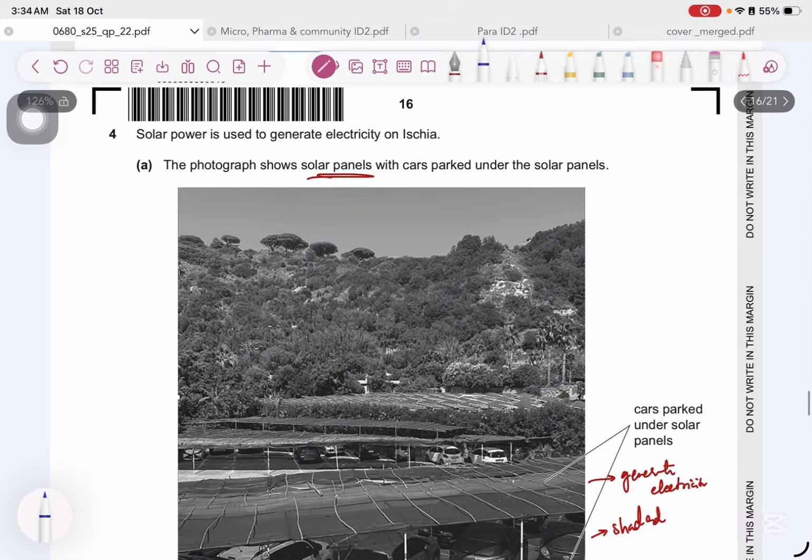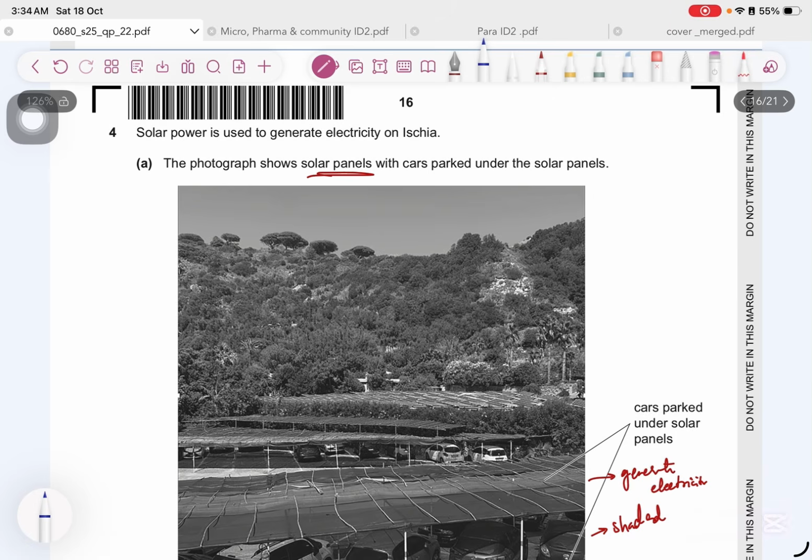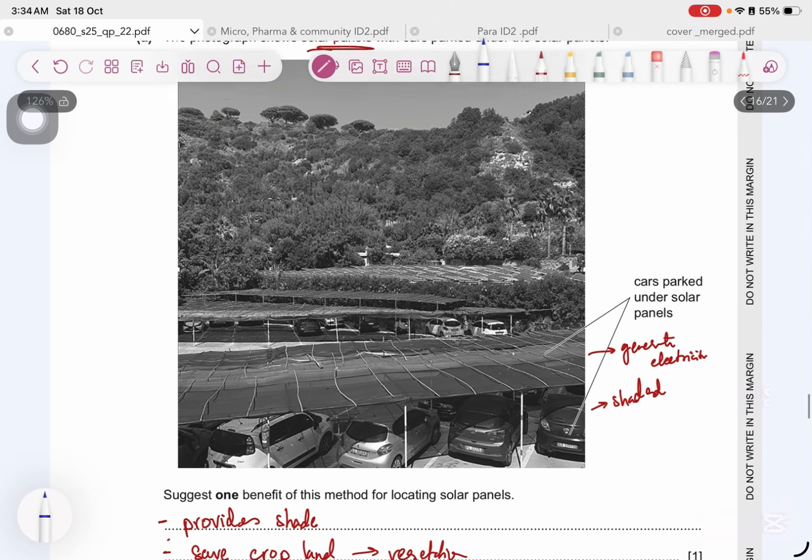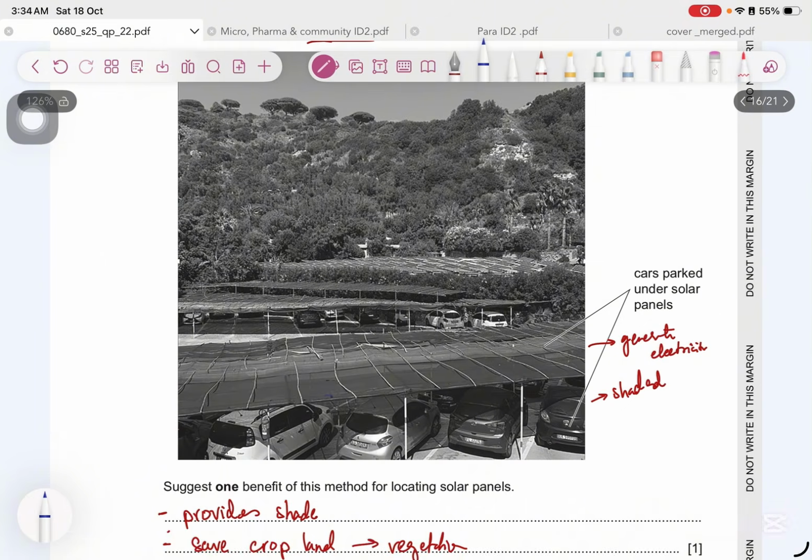I think this is going to be our last question. The solar power is used to generate electricity on Ischia. The photograph shows solar panels with cars parked under the solar panels. This is a very smart one. So we got the parking lot and they have solar panels on top. This is actually smart because the sun is going to hit that area all the time. One, the cars are shielded from the scorching sun. And two, we're actually using that to our advantage while we're just waiting, we're generating electricity. Okay?